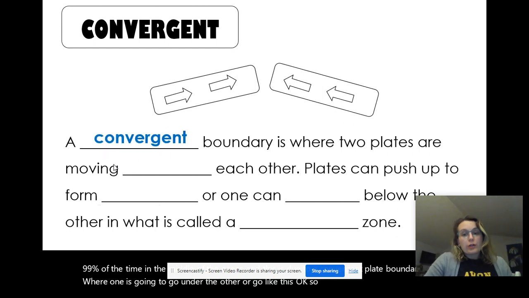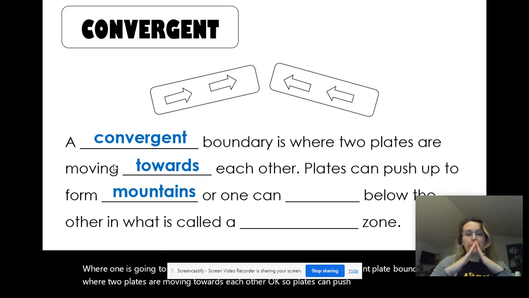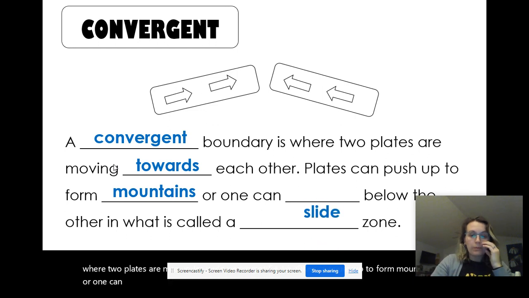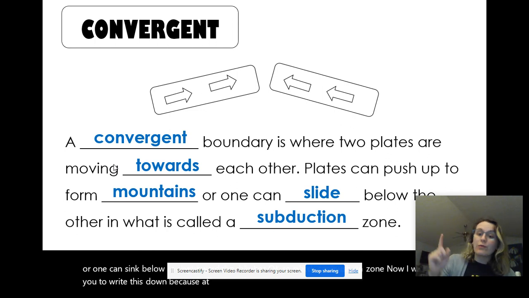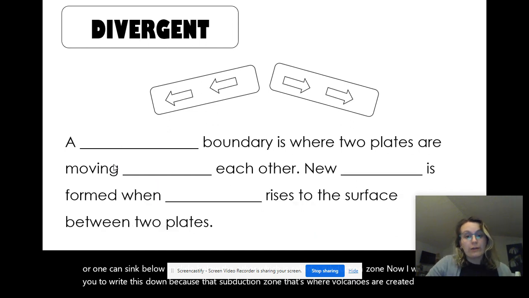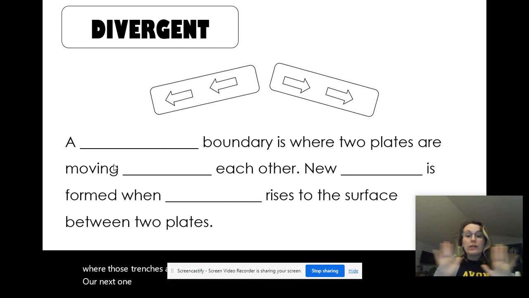Okay. So a convergent plate boundary is where two plates are moving towards each other. Plates can push up to form mountains, or one can sink below or slide below the other, which is called a subduction zone. Now, I want you to write this down because at that subduction zone, that's where volcanoes are created and where those trenches are created. Our next one is divergent.